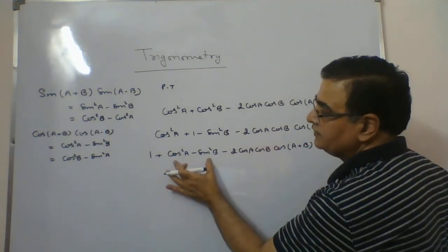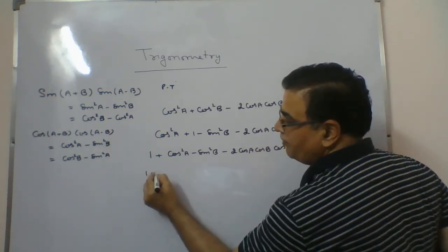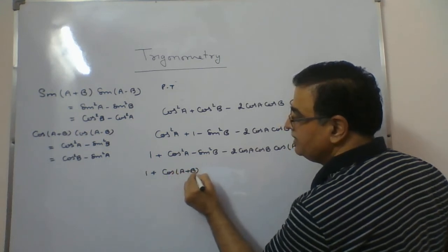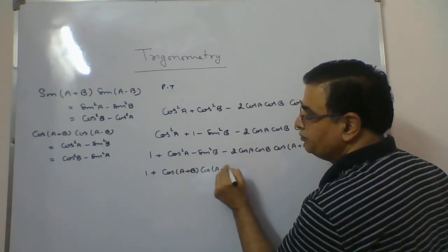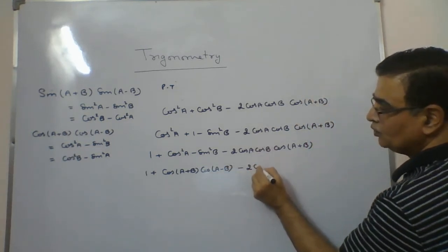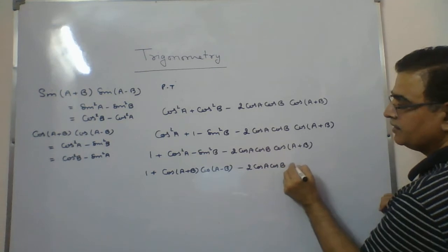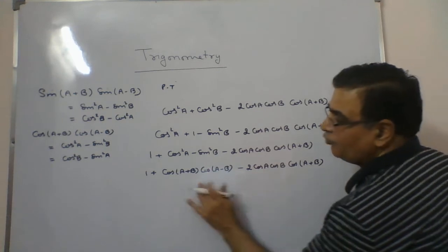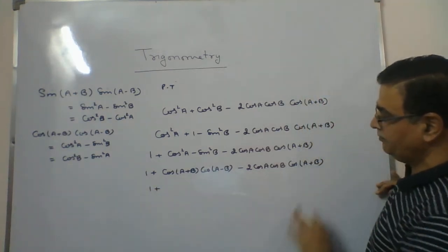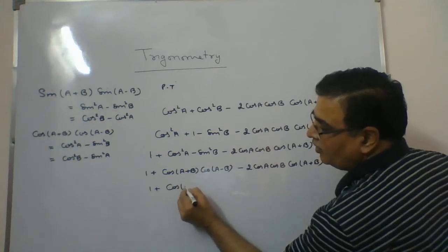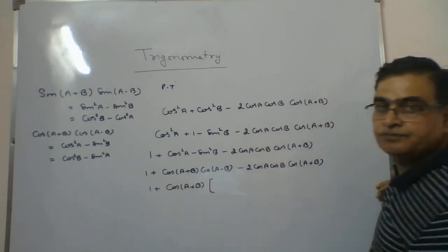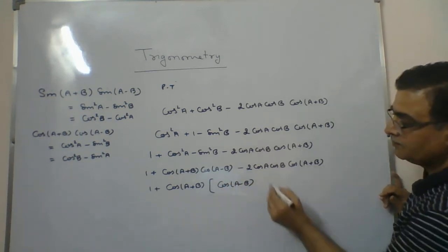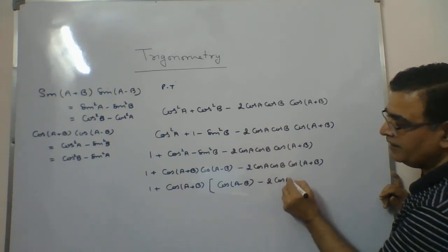Now cos square A minus sin square B is here. So I'll say 1 plus, what this will come? This formula says cos A plus B, cos A minus B, minus 2 cos A cos B, cos A plus B. Now we can have common in first, second and third term, that is cos A plus B. So I'll take cos A plus B common now. When you take cos A plus B common, left is cos A minus B minus 2 cos A cos B.